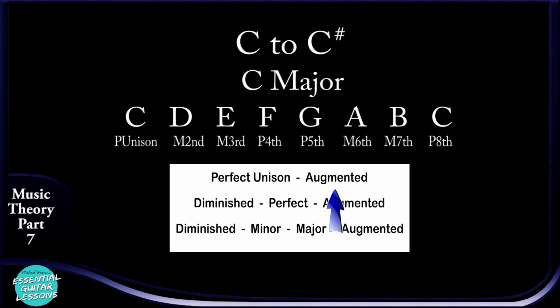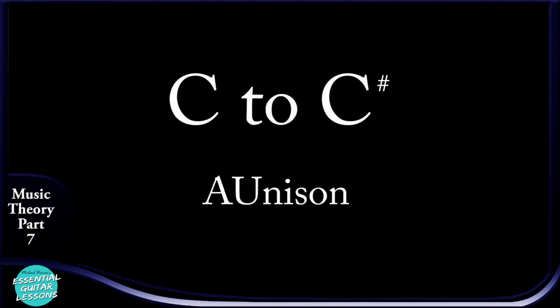So what have we got? We've got C to C, which would normally be a perfect unison. What do we do to the perfect when we sharpen it? Only with a unison this works because we can't lower a unison. So if we sharpen it, it becomes C sharp, so we have an augmented unison there.